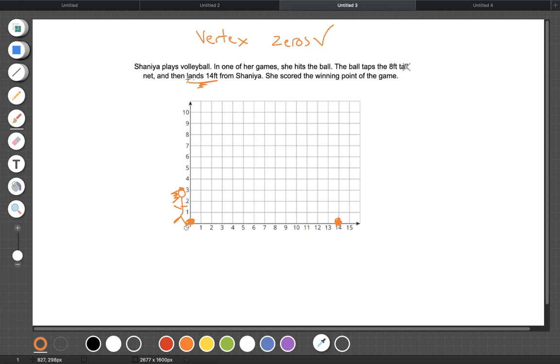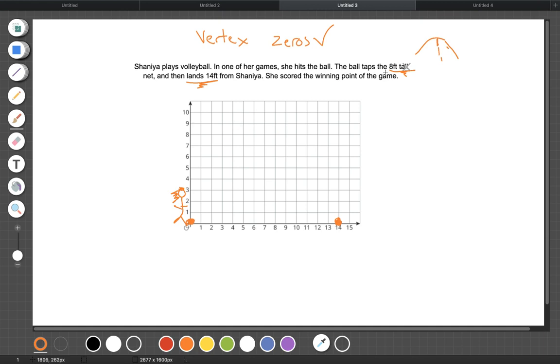Let's find the vertex in this. So let's read it again. So she hits the ball. The ball taps the 8-foot-tall net and then comes down. So that 8-foot-tall net, that's going to be like the very top of where that ball goes. It's going to go up. It's going to hit that net. If this is like the net here, it's going to hit that net just barely and then land over on the other side. So that's going to be our vertex.